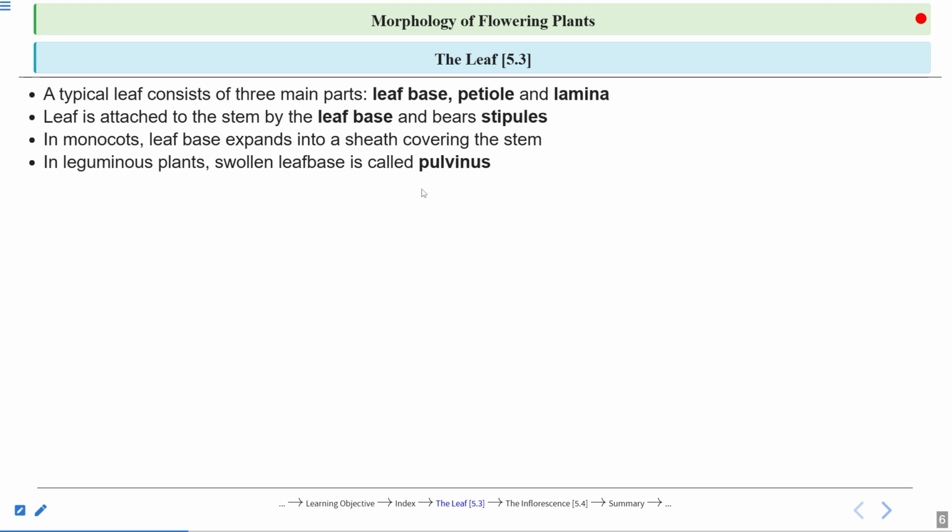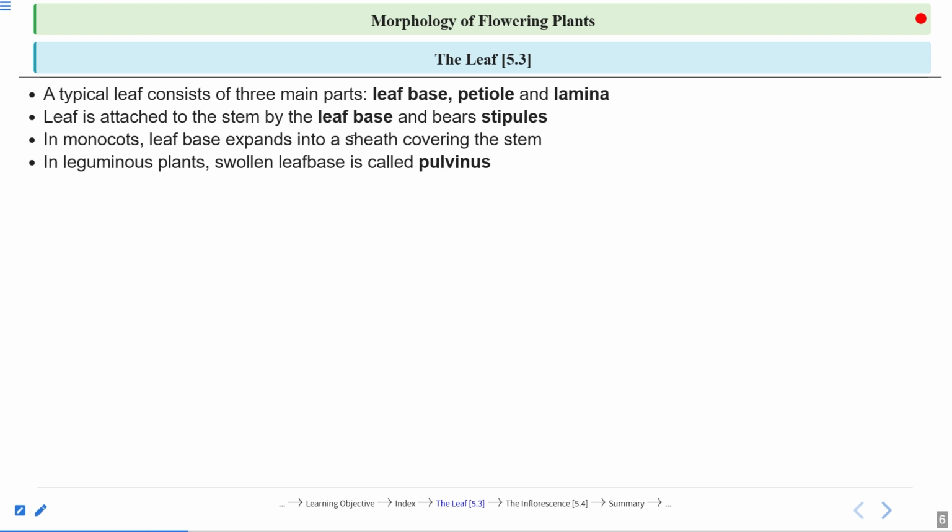Touch-me-not plant, what is the scientific name of touch-me-not plant? It is Mimosa pudica. Clear? So in Mimosa pudica, when you touch the plant, the leaf droops. This leaf droops because of the changes in the turgor pressure in the pulvinus. Clear? So this pulvinus is very important here. You should know the function of pulvinus as well.